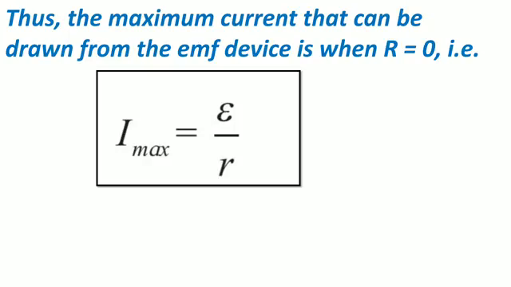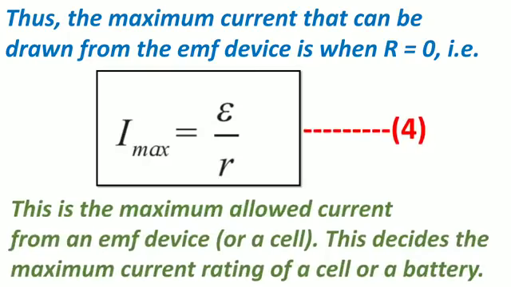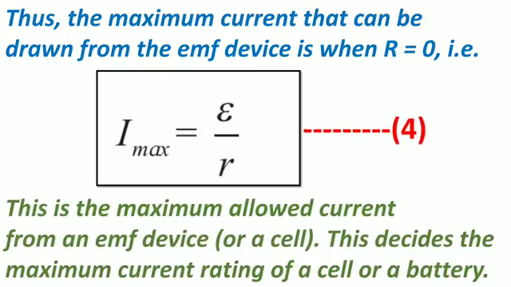So here we have derived the maximum current. This will be equation number 4. This is the maximum allowed current from an EMF device or a cell. This decides the maximum current rating of a cell or a battery.